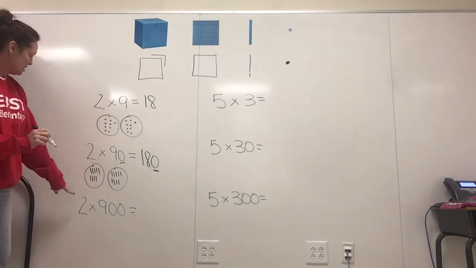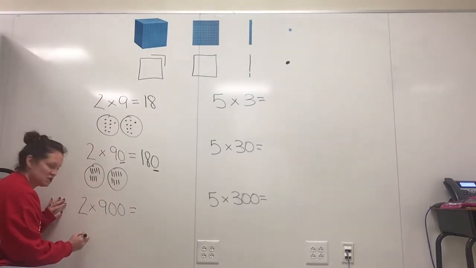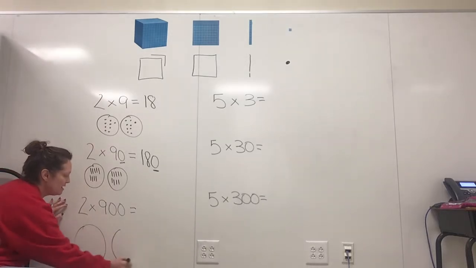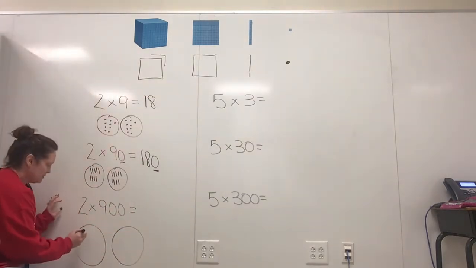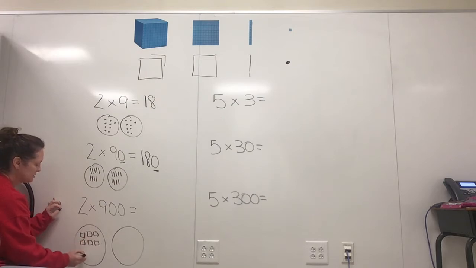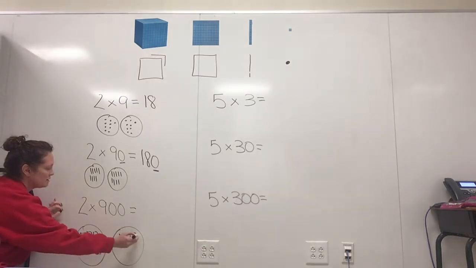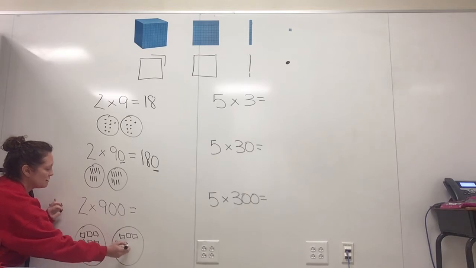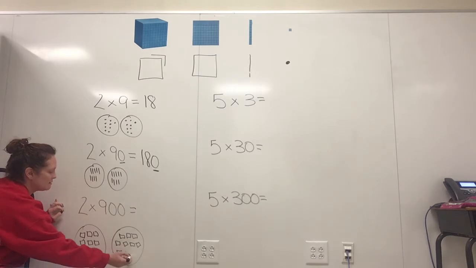All right, now we have 2 times 900. So 2 groups, my knees, y'all. 2 groups of 900, 100 square, flat, whatever you're going to call it. 1, 2, 3, 4, 5, 6, 7, 8, 9. That's terrible.